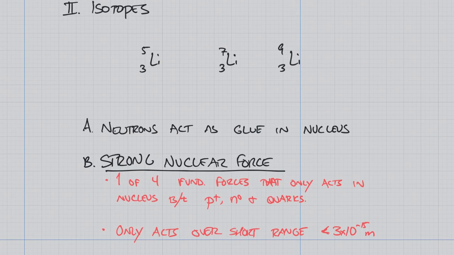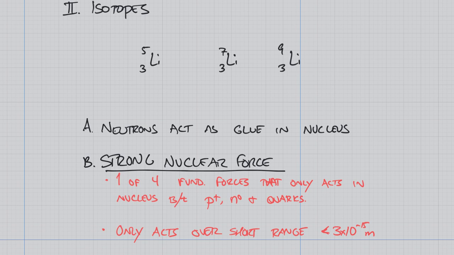There are isotopes: lithium 5, 7, and 9. You cannot cry about this. This is super easy. What is the difference between these 3 isotopes of lithium? Number of neutrons. This lithium has 2, this lithium has 4, this lithium has 6. Neutrons act as glue in the nucleus. There is something called the strong nuclear force. It is one of the 4 fundamental forces in physics. Every force is a component of strong nuclear force, weak nuclear force, electrostatics, or gravity.